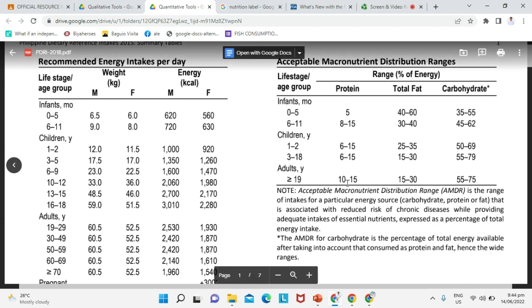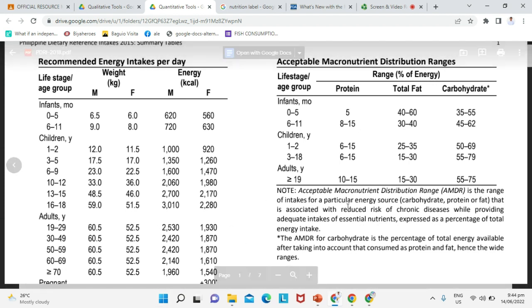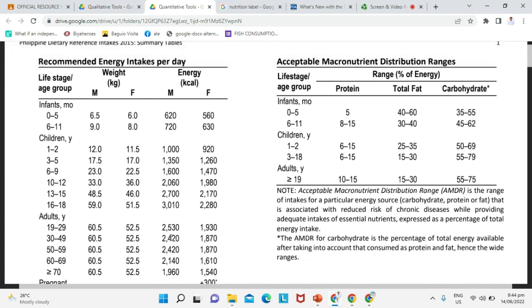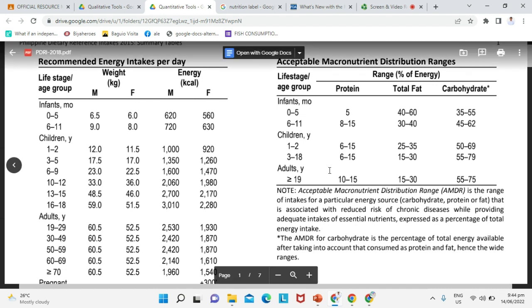So pasabot ani is 10 to 15% of your energy needs must come from proteins. 15 to 30% of your energy requirements must come from fats and carbohydrates 55 to 75%. Remember that these macronutrients give us calories, di ba? So kanang ato ang total calorie needs tungaon man na nato sa tulo nga macronutrients. Okay? So unsaon nato pagtunga? Mao ni itong gamiton nga percentages.